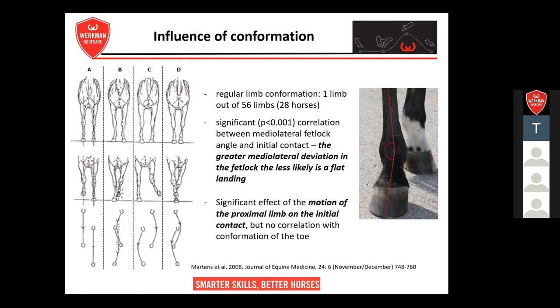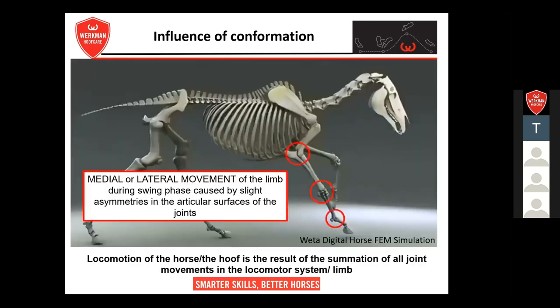This is what we already said when we talked about swing phase. Due to the body conformation and the muscle status, of course, the limb is moving in a certain way, inwards or outwards in the swing phase, and this is correlated with initial contact in each horse. Because the locomotion is the result of the summation of all joint movements, each joint and each conformation of each joint has an influence on how the limb is moved in swing phase and also in the landing phase.